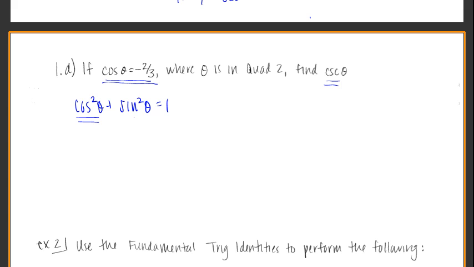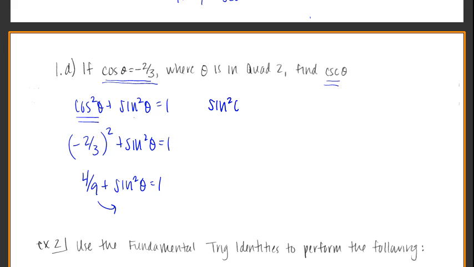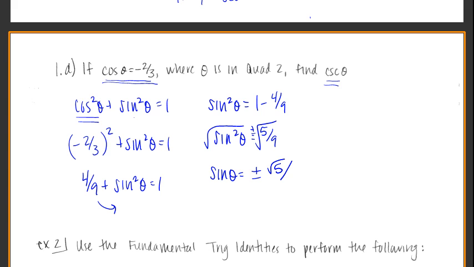So let's go with this one. So negative 2/3 squared plus sine squared equals 1. 4/9 plus sine squared theta is equal to 1. Let's move the 4/9 over. So sine squared theta is 1 minus 4/9, or sine squared theta, 9 over 9 minus 4 over 9, is 5/9. Let's take our square roots, plus or minus. So sine of theta is plus or minus the square root of 5 over the square root of 9, which is 3.